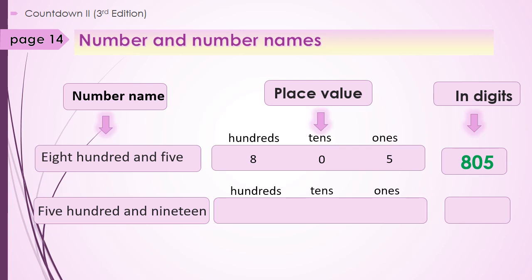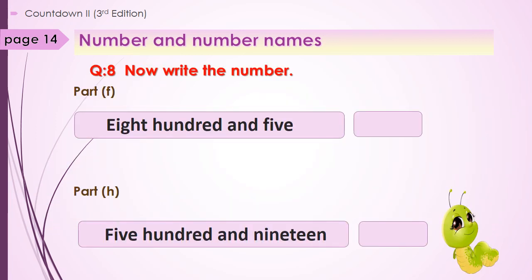Next we have 519. So here we have 5 hundreds. And 19 is a 2-digit number, 1 and 9. 19 is made of 1 ten and 9 ones. So we will write 1 ten 9 ones. So the number becomes 519. So here we have the final answers.